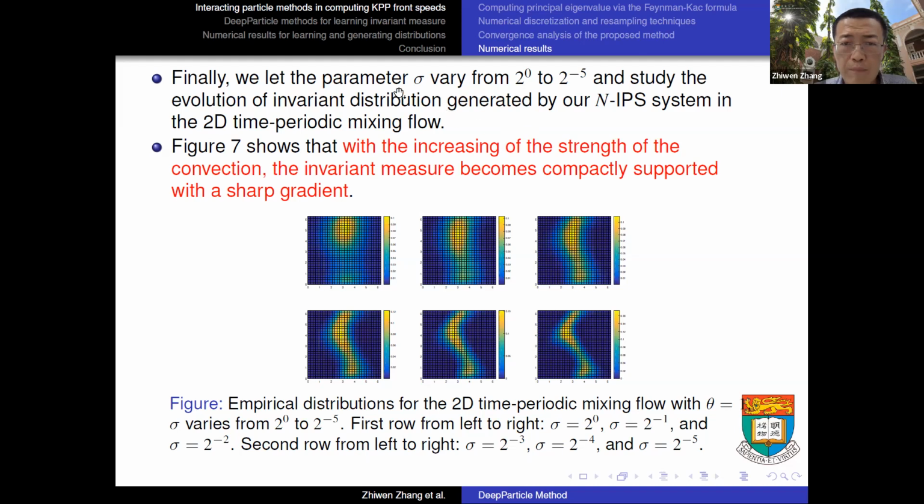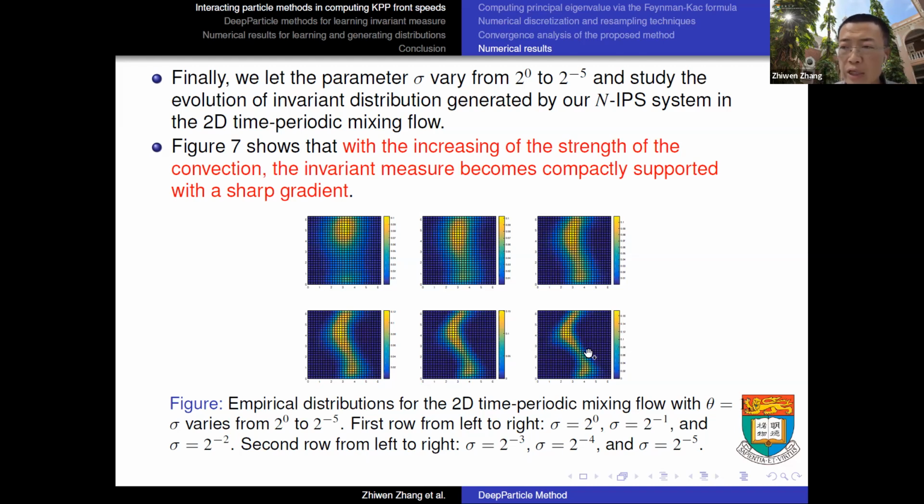If you want to compute the KPP front speed for different sigma, if your initial guess is a uniform distribution, when sigma is large, you may need like 1,000 iterations or maybe 500 to get this. However, you may need 10,000 or more to get this one, the sharp gradient case, right? So that means when sigma becomes very, very small, you need more iterations to compute the KPP front speed.